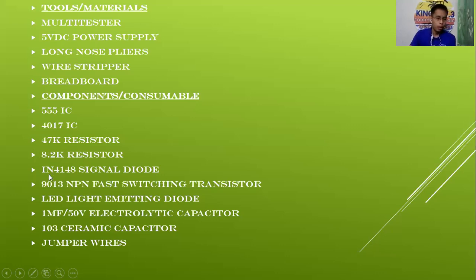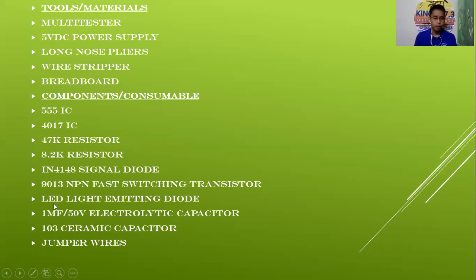And then we also have a signal diode. The signal will pass through this diode, 1N4148. Then it will be amplified. The signal will be amplified by this fast switching transistor, 9013. This is an NPN type transistor.